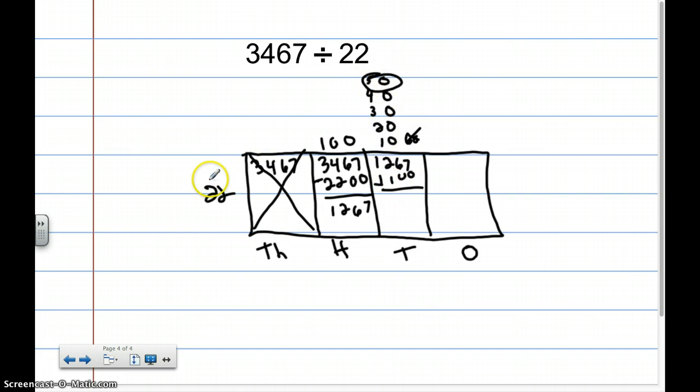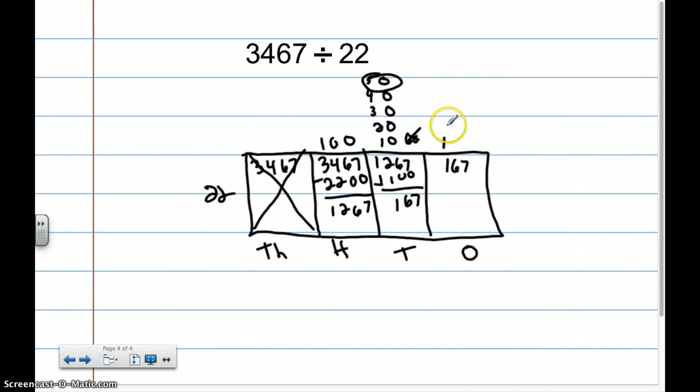Now I can subtract again, and I know that 22 times 50 is 1,100, so I put my answer here. I multiplied 22 times this 50 and put my answer down here. And I'm going to do my subtraction, which is going to give me 167.